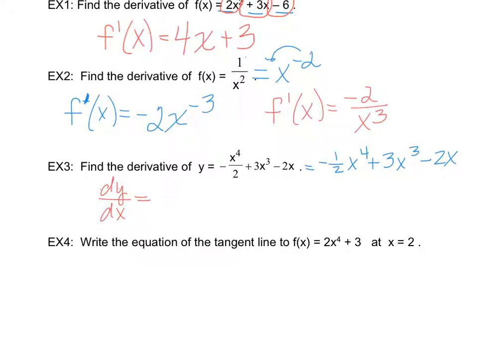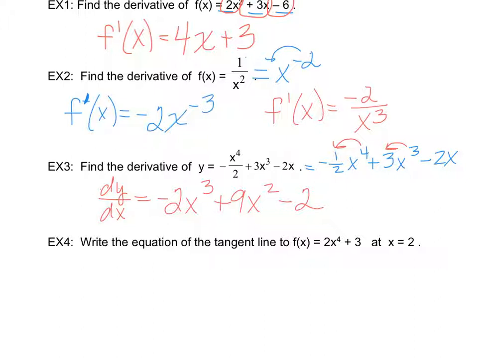So here we go. I'm just going to go down the line. 4 times negative 1/2 is negative 2. Decrease the power by 1. Power to the front, 3 times 3 is 9. Decrease the power by 1, that's squared. And then negative 2x is just going to be negative 2. And there's my derivative. Lovely.